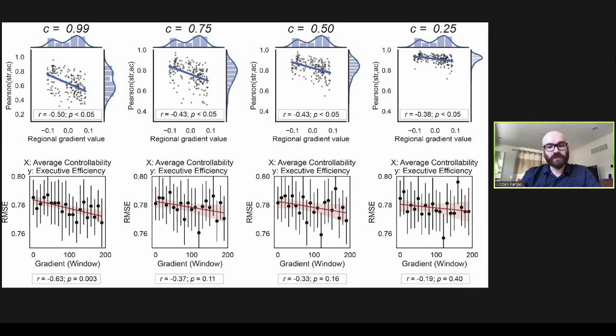Next, if we redo our prediction analysis using the cortical gradient bins, we see that the effect of the cortical gradient reduces from negative 0.63, which was our original analysis here, down to negative 0.19 as we reduce c, suggesting that the more we restrict average controllability to local connectivity, the less sensitive prediction is to the cortical gradient.